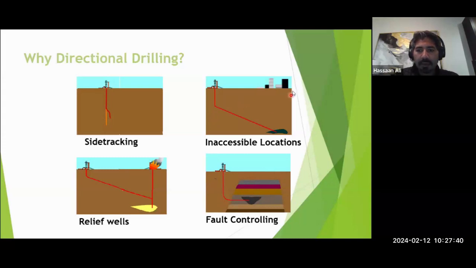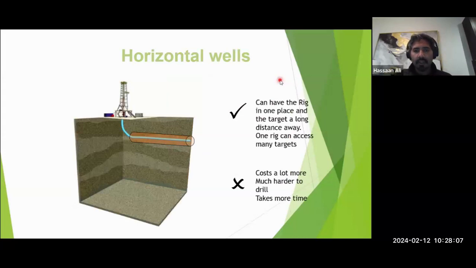And then inaccessible locations. For example, if you have urban or built-up areas on top of your reservoir, then you want to have the drill rig positioned as far as you can from that reservoir, and then do directional drilling to tap that reservoir, because being very close to built-up or urban areas is not feasible for safety and health reasons. So horizontal wells, as I mentioned earlier, have brought a revolution in tapping the shale reservoirs.